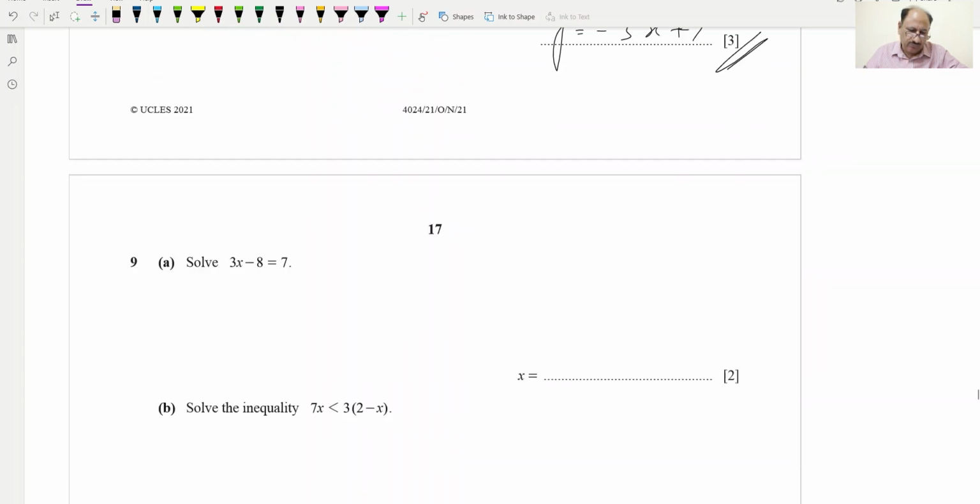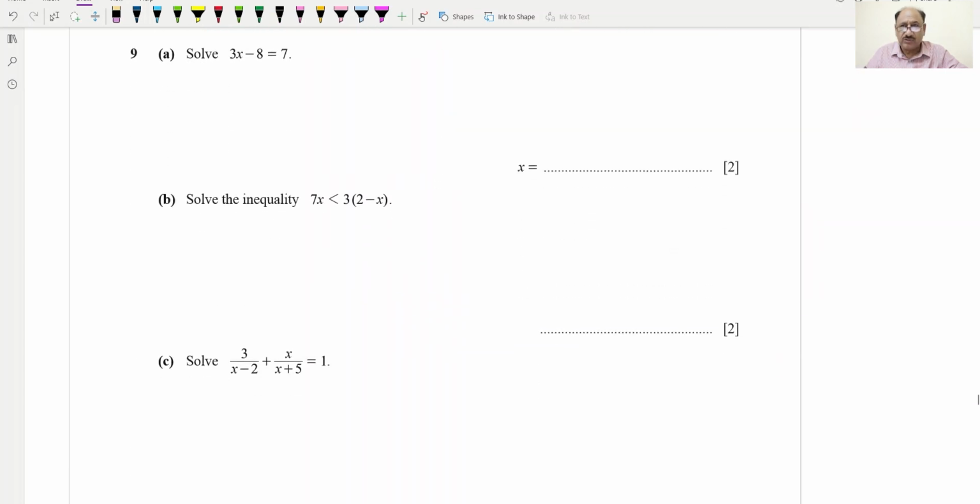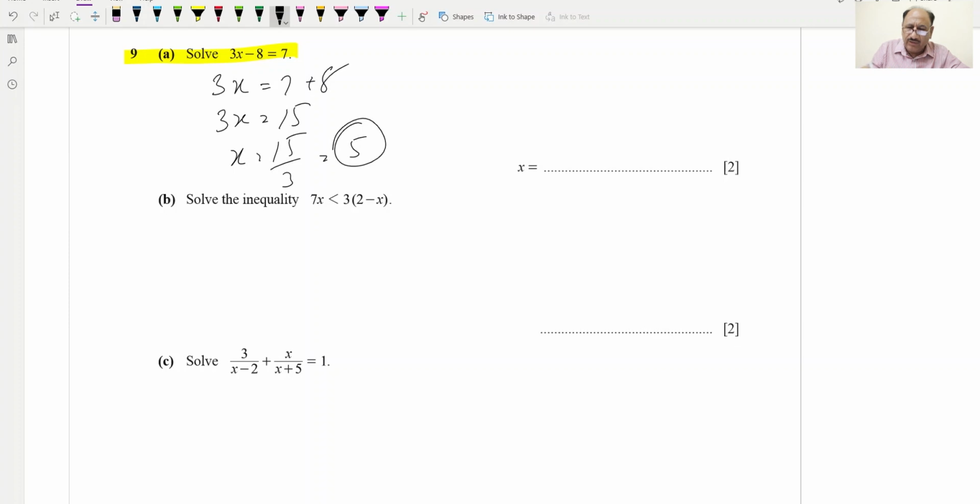And now we can move to the next question, which is question number 9. Question number 9 is solve this algebraic equation. It's so simple. We just have to shift the minus 8 to the other side, so it will be 7 plus 8. So 3x is equal to 15, so x will be equal to 15 by 3, which is equal to 5. 5 will be our answer, and it's a 2-mark question.